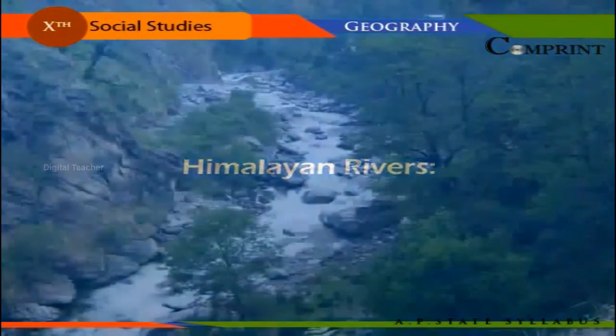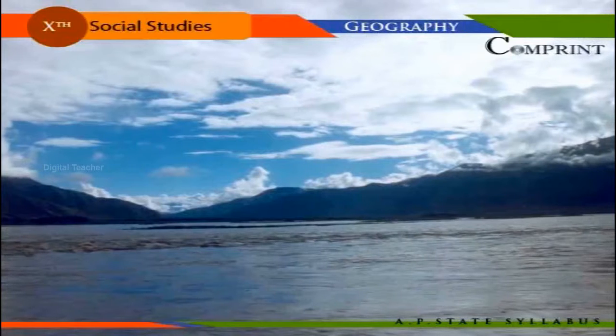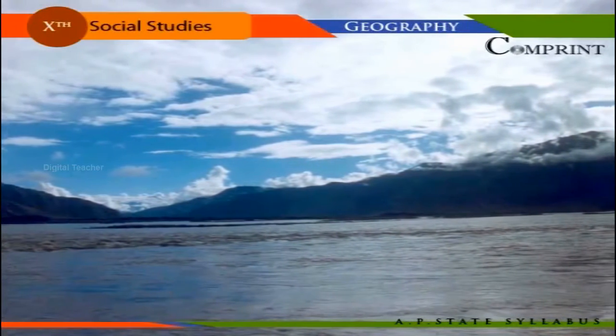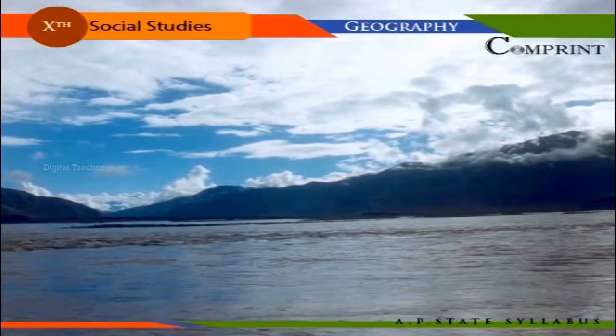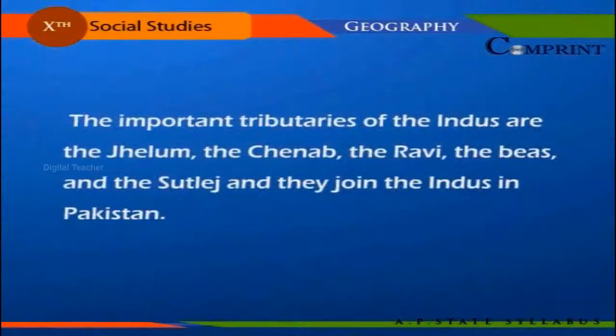Himalayan rivers. The Himalayan rivers consist of three major systems, the Indus, the Ganga, and the Brahmaputra. The Indus rises at Kailashgiri in Tibet. Out of the total length of 2,980 kilometers, the river flows 709 kilometers in India through Jammu and Kashmir and reaches the Arabian Sea through Pakistan. The important tributaries of the Indus are the Jhelum, the Chenab, the Ravi, the Beas, and the Sutlej, and they join the Indus in Pakistan.